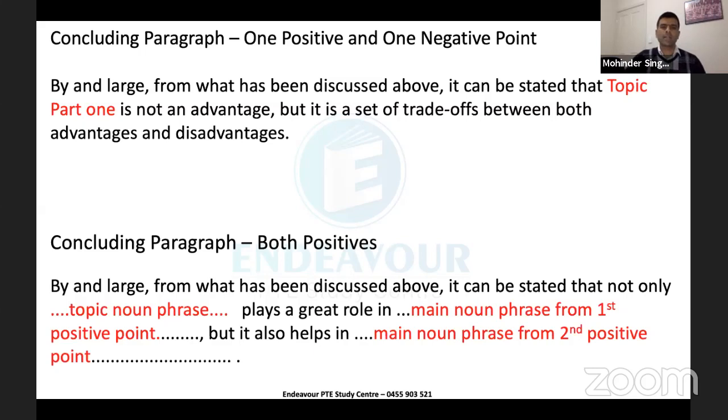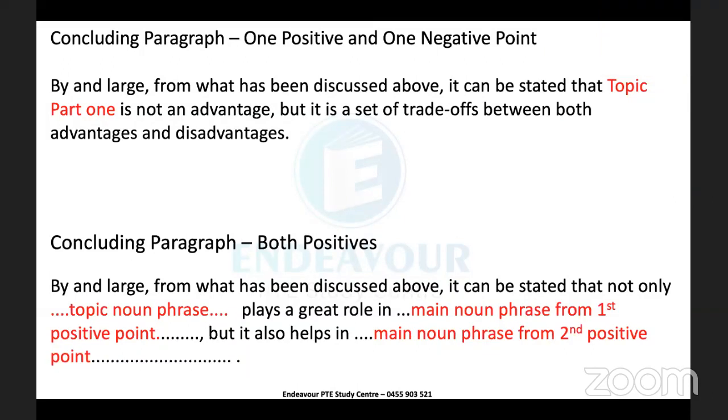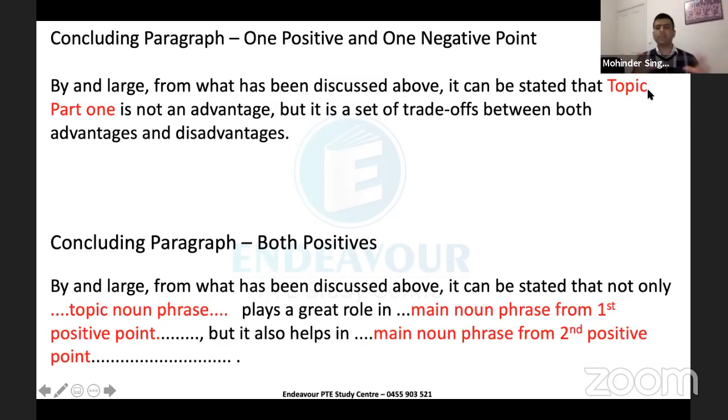Okay. So "by and large, from what has been discussed above, it can be stated that topic part one is not an advantage, comma, but it is a set of trade-offs between both advantages and disadvantages." It's just one sentence. So what I have done, I have minimized what you think and write. In this sentence, you don't think, you just learn and you write. If you have a topic phrase, you can make that sentence. Just one sentence is good enough in the conclusion.